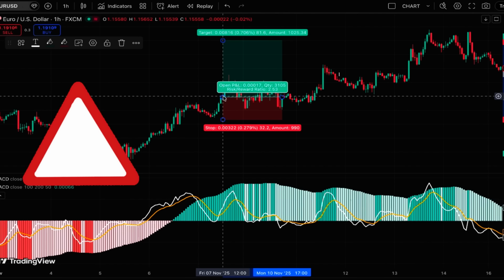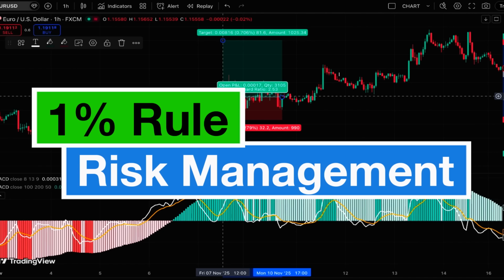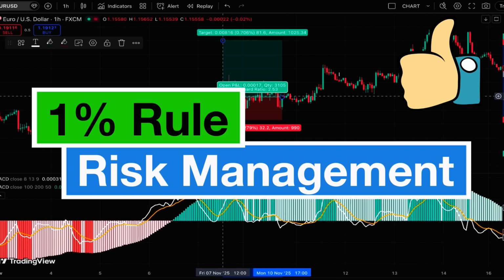Without proper risk management, your losing positions will be out of control and you will lose your trading account sooner or later. There is a risk management strategy that is called the 1% rule, and it is one of the best risk management strategies that you can use. With the help of this risk management strategy, you can minimize the effect of your losing positions so you can consistently make profit. I have a complete guide on this.